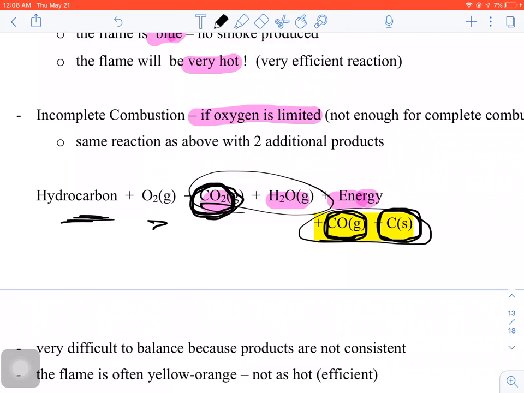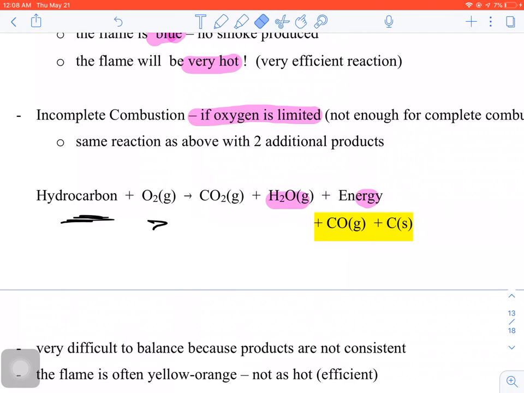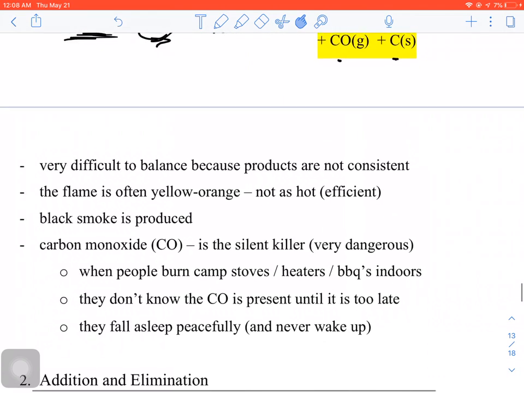Now, one of the things about this kind of reaction is it's really hard to balance this chemical reaction because we don't really know how much of each of these things is going to be produced. Okay, I don't know how much carbon dioxide is going to be produced. I don't know how much carbon monoxide or how much carbon. All I know is I will get some of each of these if there isn't enough oxygen for complete combustion. Now that's what typically happens. If I don't have the right amount of oxygen mixing with my hydrocarbon, then I'm going to get that orange flame. It's not going to be that hot, and I'm going to make these 2 products here, carbon monoxide and solid carbon, which is black.